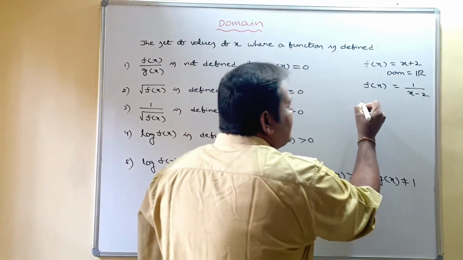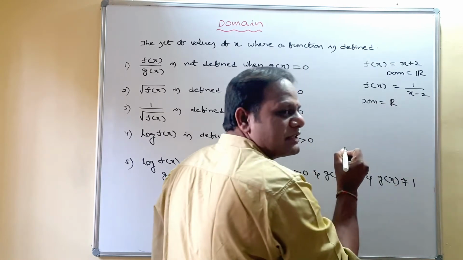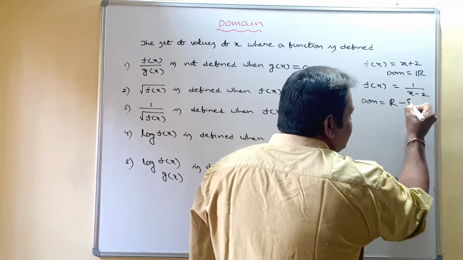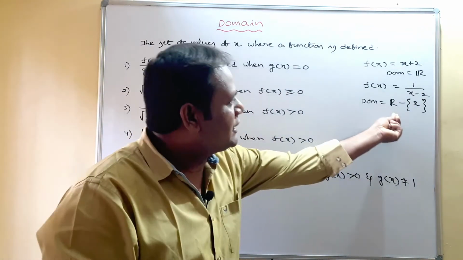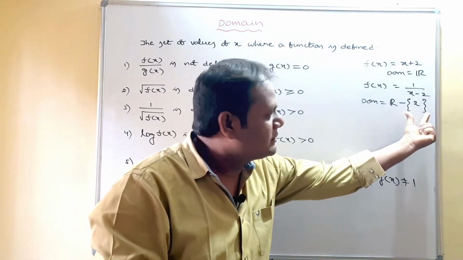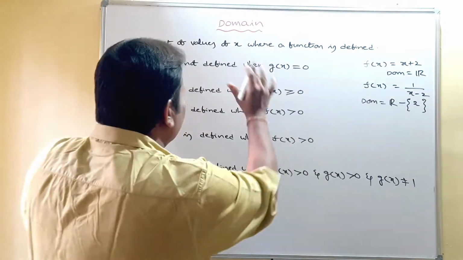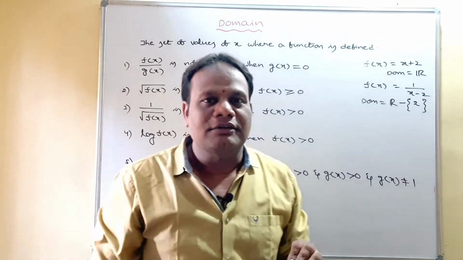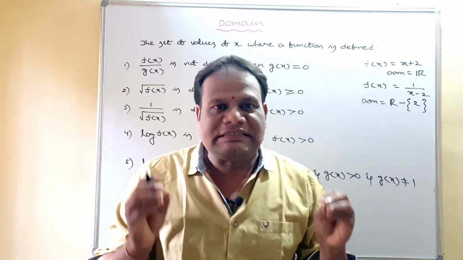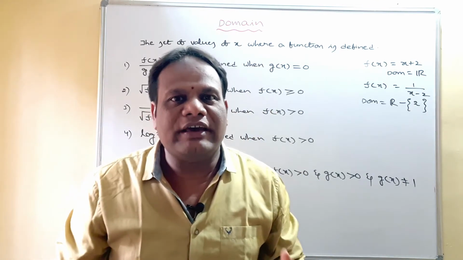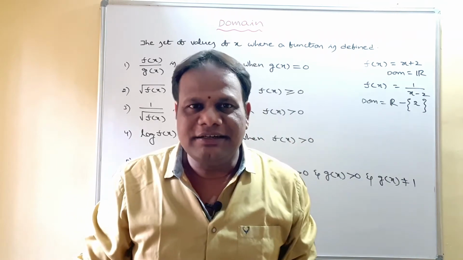So what is domain of this function? That is entire real number set other than 2. So domain of this function is real number set minus the set {2}. Is it clear? So what is domain of a function? Domain of a function is the set of values of x where the function is defined.